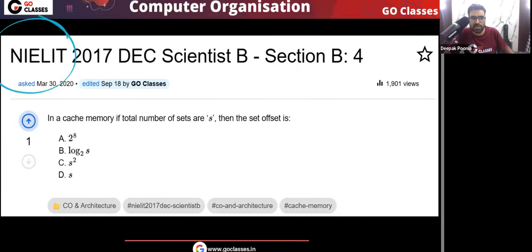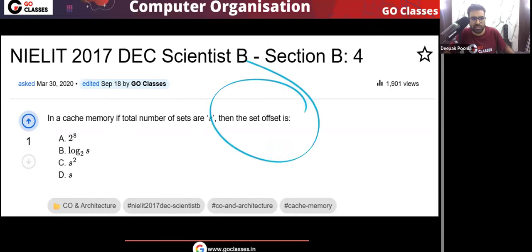Don't worry, in the NIELIT exam the questions are not well framed. Many questions are very ill framed, or I can say very poorly framed. So in this question they should ask that if the total number of sets is s, then what is the number of bits required for the set offset.